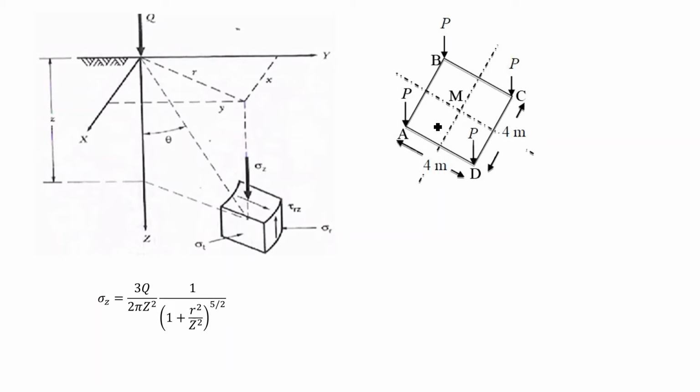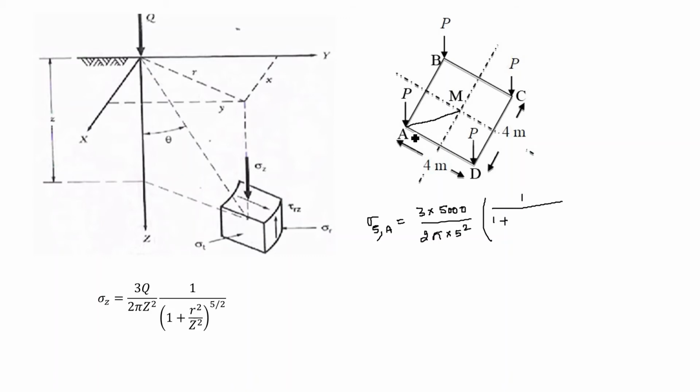So, first we find the vertical stress due to any one of the loadings. The sigma z, that is sigma at 5 meter depth due to point load A, will be 3Q by 2 pi z square. So, 3 into 5000 kilonewton divided by 2 pi into z square, where z is the depth, which is given in this question as 5 meter. So, 5 square into 1 by (1 plus r square by z square). Here r is the radial distance.